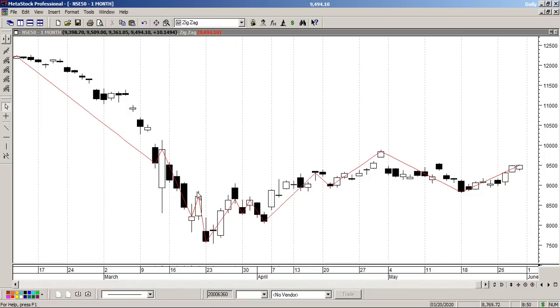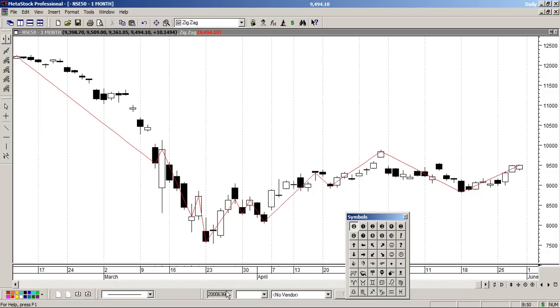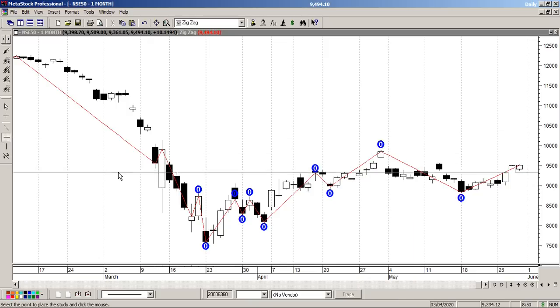We had a bear market, fine. Now what is happening out here? This is a high, this is a low. This is a high, this is a low. This is a high, this is a low. This is a high, this is a low. This is a high, half signal. See?